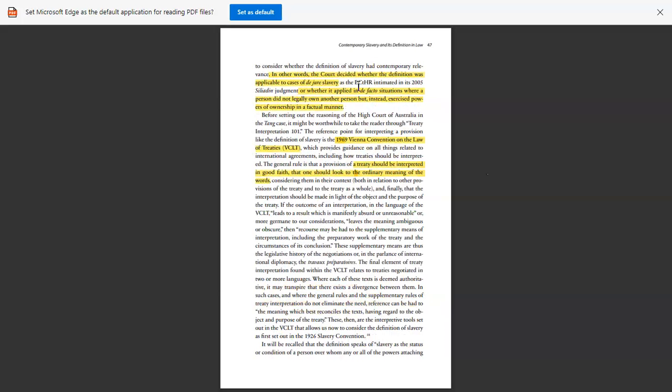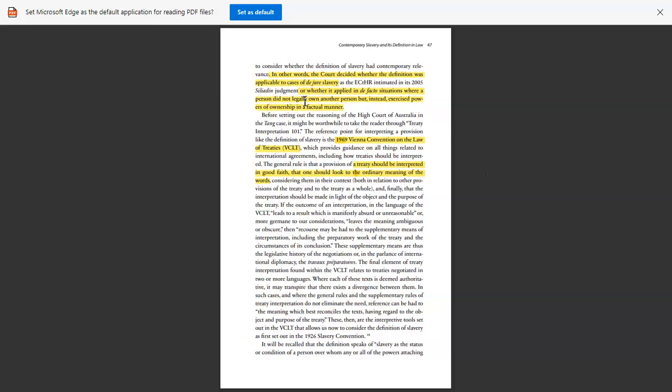In other words, the court decided whether the definition was applicable to cases of de jure slavery. So whether it applied in de facto situations where a person did not legally own another person, but instead exercised power in the ownership in a factual manner. So this was big. This was 2008.